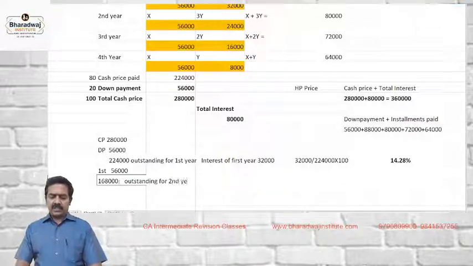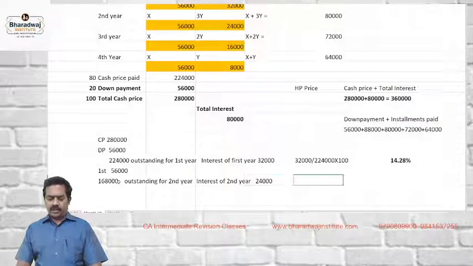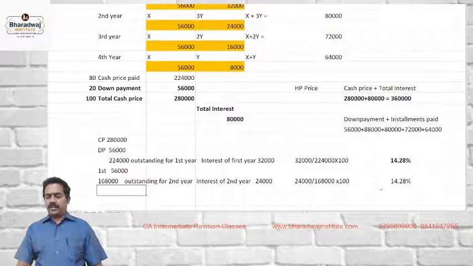Outstanding for which year? Second year. What is the interest of the second year? 24,000. You can work out 24,000 divided by 1,68,000 into 100. You can verify. Are you getting the same? 14.28%.